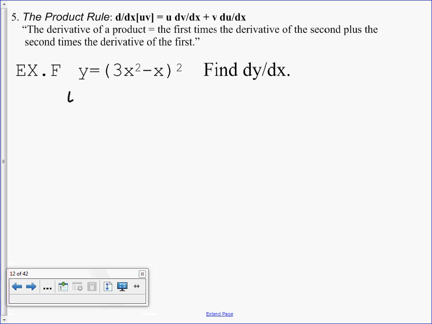So we have to first write this as a product. That's not a problem, right? Multiply by itself. Then go ahead and get the derivative. You don't have to, well, you can clean it up. You'll see what I mean. I think we did one like this yesterday.